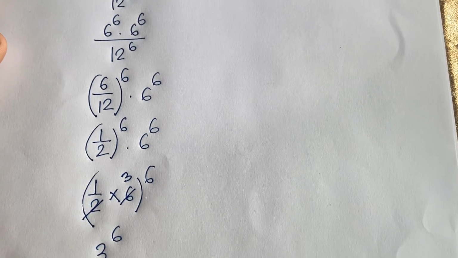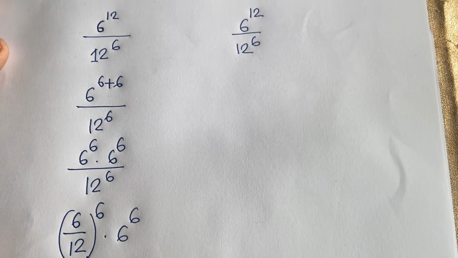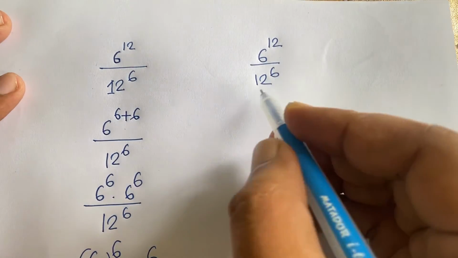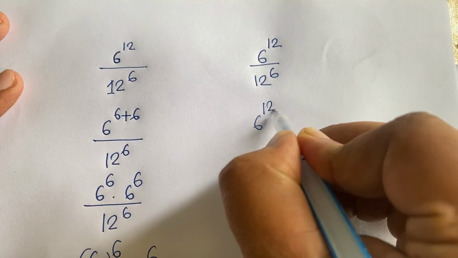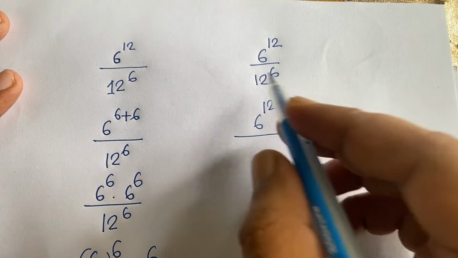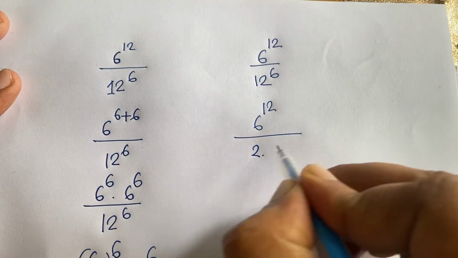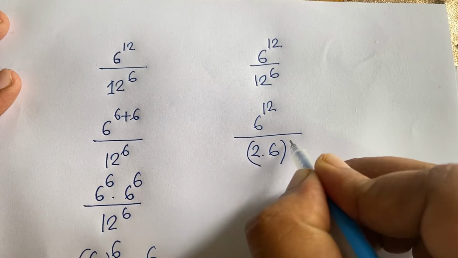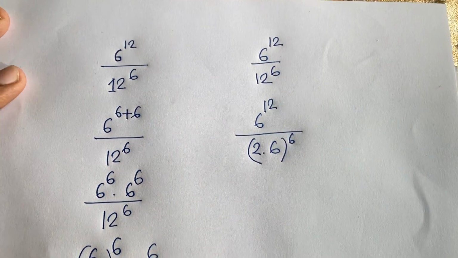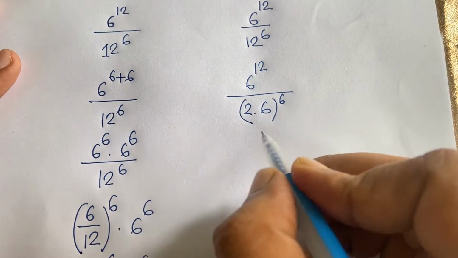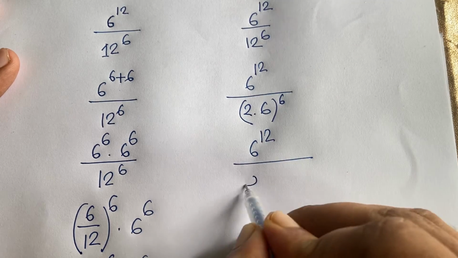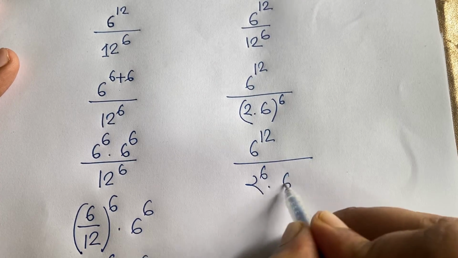Now I solve this question by another method. Look, we have 6 to the power 12 divided by 12 to the power 6, so I can say that 12 is 2 times 6, and the whole to the power 6. Look, 2 times 6 is 12. Now I can say 6 to the power 12 over 2 to the power 6 times 6 to the power 6.